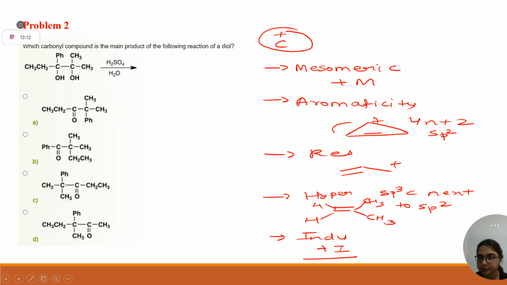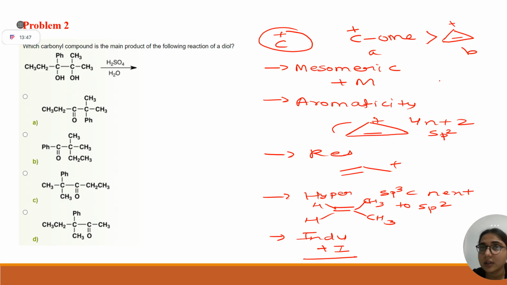Everything is clear? So let's say someone asks you, in this OMe compound and this one, which carbocation is more stable, among A and B? If you look at this sequence, first you have to see mesomeric, then aromaticity, then resonance, then hyperconjugation, then inductive. Now tell me, among A and B, which is more stable? A. Because mesomeric stabilization is more than aromaticity.